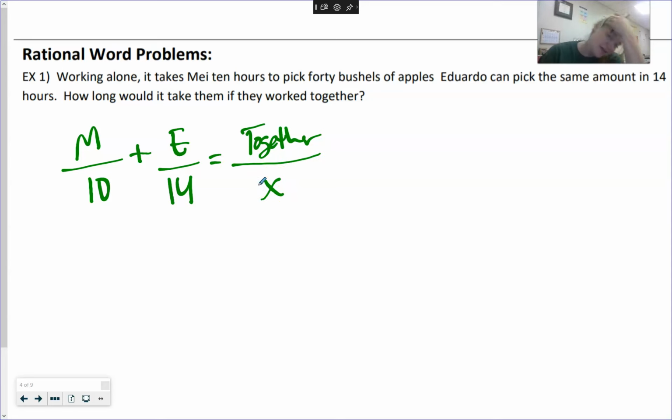So let's think about it. I'm not going to do 10 plus 14, right? I'm not going to average it out, 10 plus 14 to get 12. But when they work together, they should be faster, right? It should be less than 10 hours when they work together, okay?